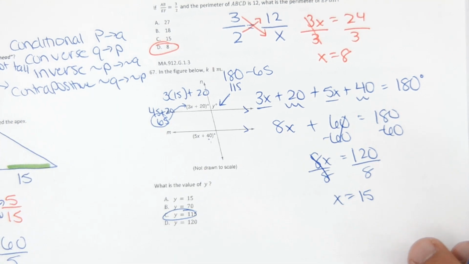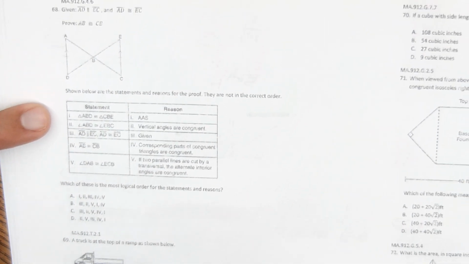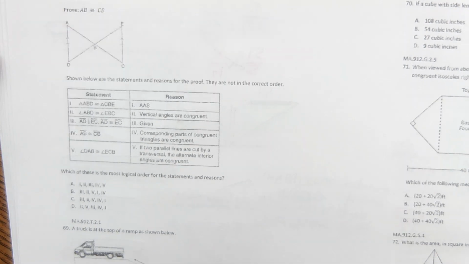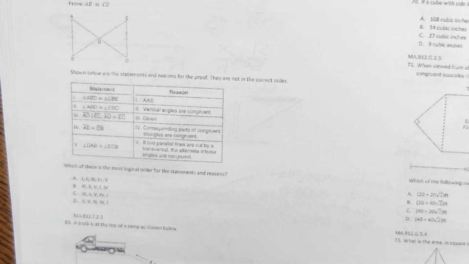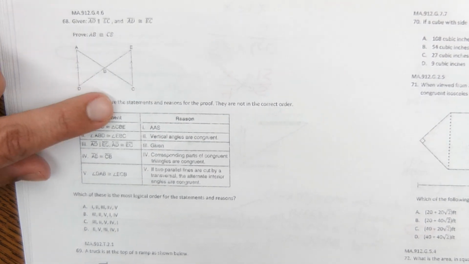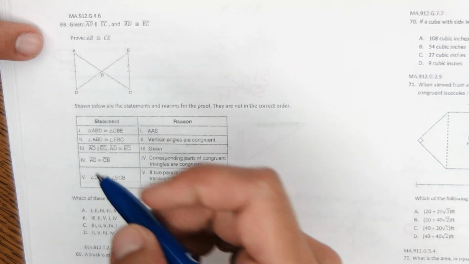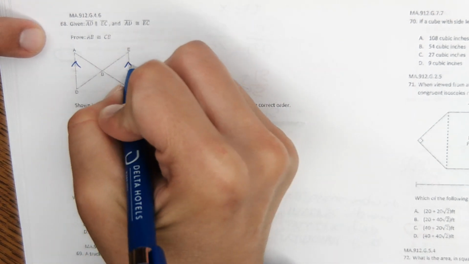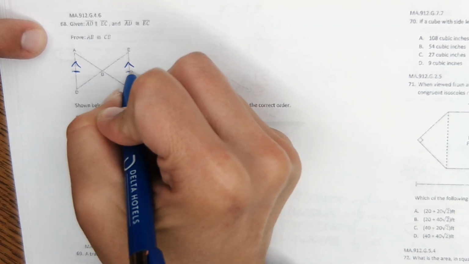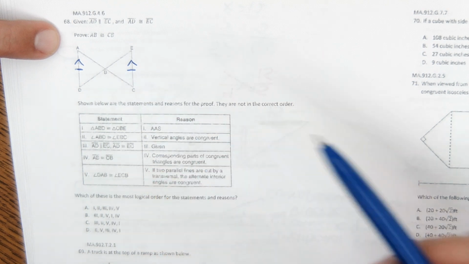Okay, when you're ready, just flip the page. We're going to go to 68. 68's a weird one. It's a proof, which generally isn't that bad, but what they did is they put these statements and reasons in the wrong order, and you have to figure out what the correct order is. So which of these is the most logical order for the statements and reasons? So it says given AD is parallel to EC, AD is congruent to EC, and we're trying to prove that AB is congruent to CB here.